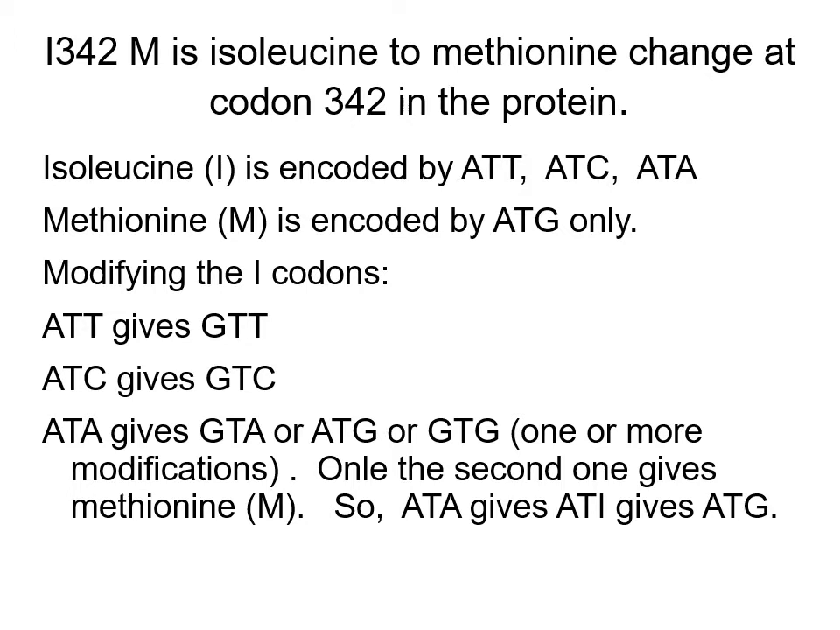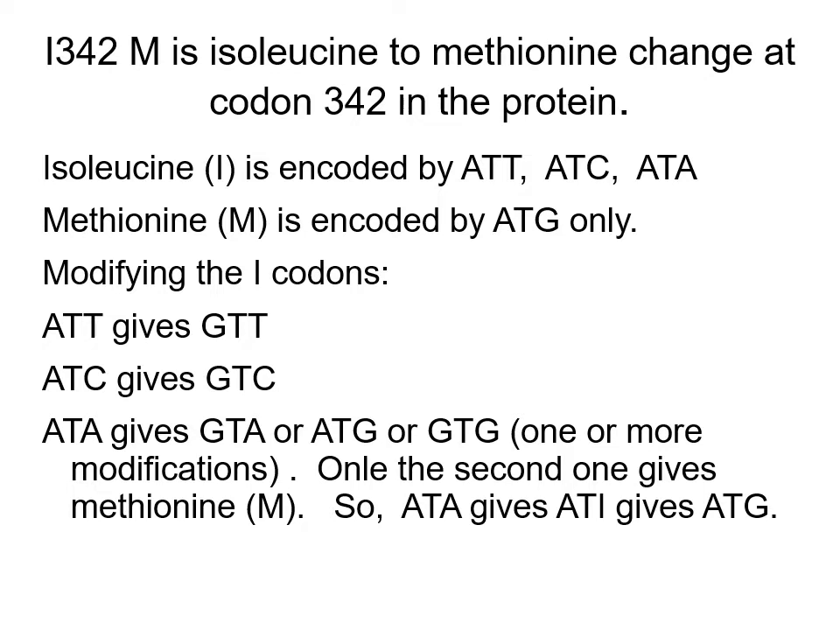So we start with our ATT, that gives us a GTT, that's a possibility. ATC gives us GTC. Well, neither one of those is a methionine codon, right, because we're looking for an ATG. Our ATA, however, gives us an ATI, gives us an ATG, right, which is actually what we're looking for. So modifying the last nucleotide would give us an ATG, and so that's certainly what would have happened.